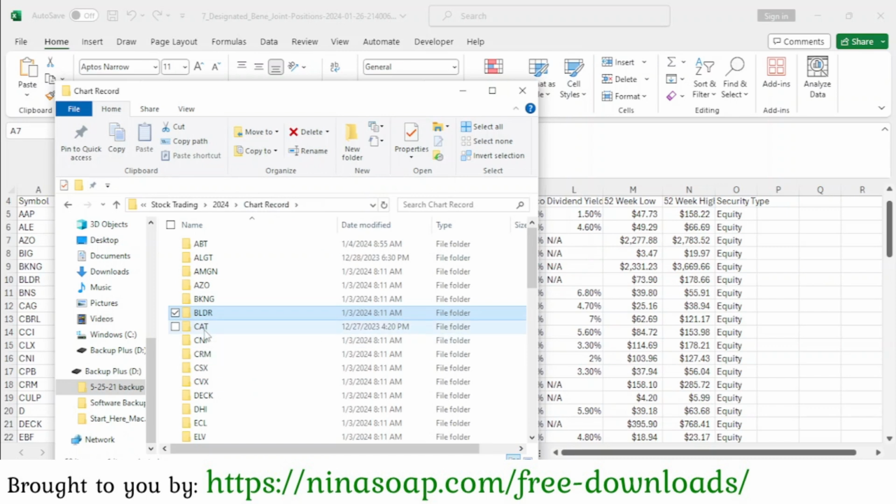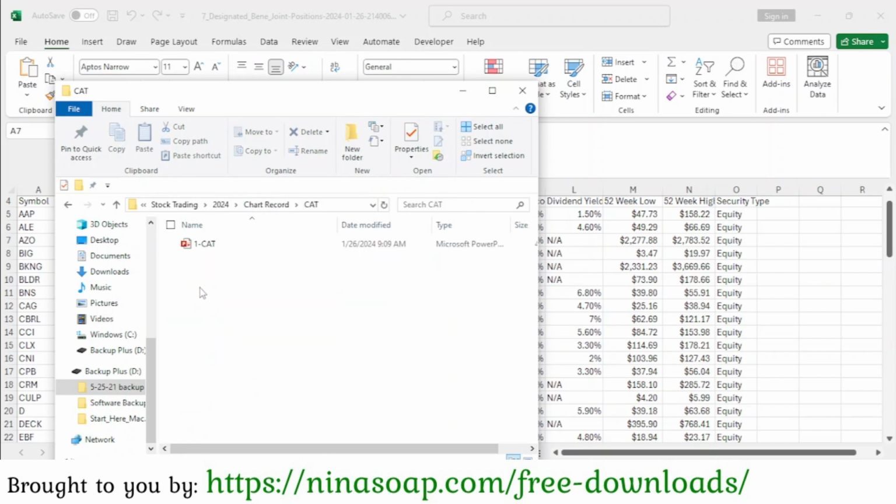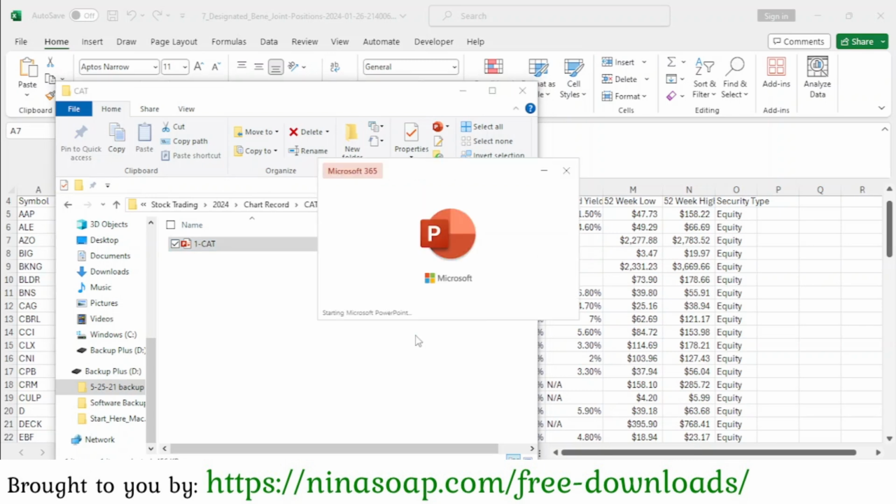So cat, I believe we sold cat. So we will update cat, and we can go through cat so that you can see how we kept a trading record for that as well.